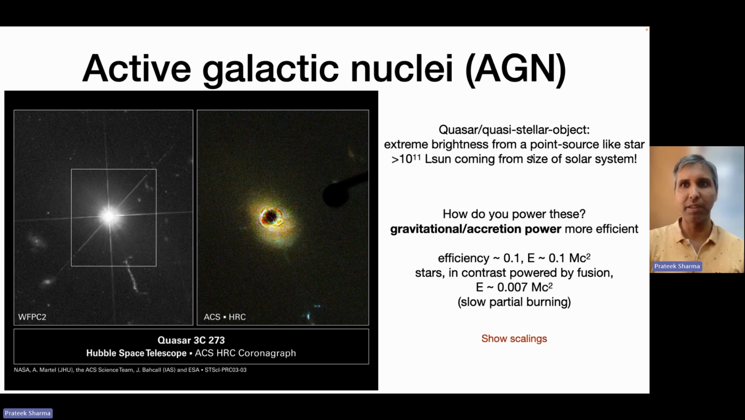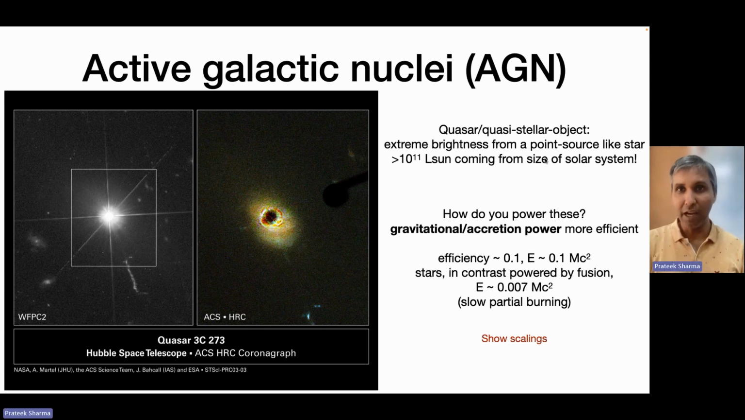These are extremely luminous and bright objects. And all this light is coming from a region of the order of the size of the solar system. Imagine this, the solar system emitting more than the entire light of the Milky Way, at the scale of the solar system. So the energy density of this thing is extremely high.